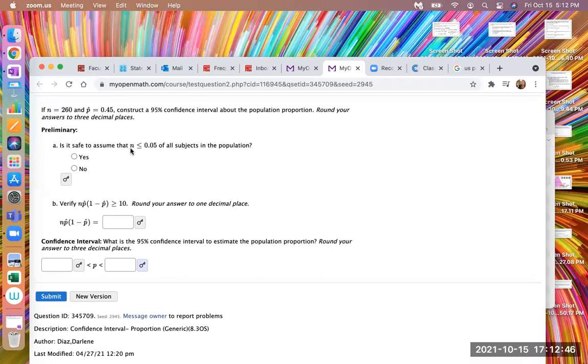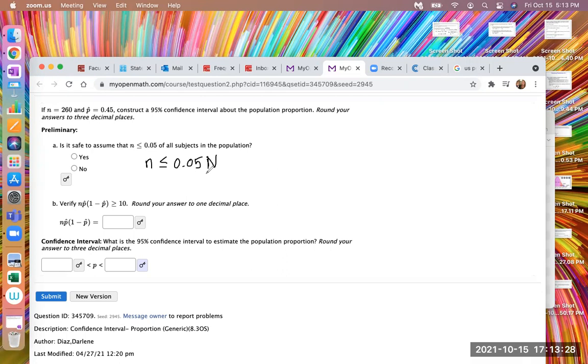Is it safe to assume that n, the sample size, is less than 5% of all subjects in the population? They don't even really tell us what population they're interested in, but unless it's a pretty small population, with n being 260 this is almost always met. Here's the actual equation: the sample size has to be less than or equal to 5% of the large N, the large N being all the people in our population of interest.